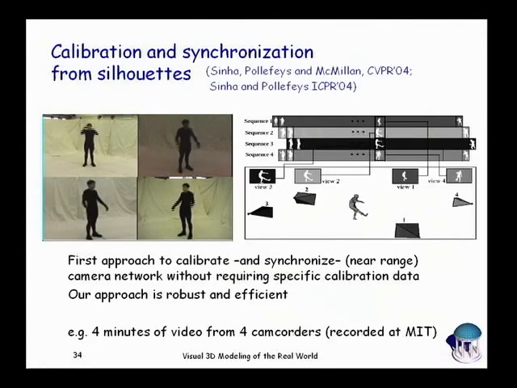Of course, it's much simpler if you have multiple cameras. So here you see a setting with 4 cameras. This was actually recorded at MIT. We just got 4 minutes of this video from the 4 different video cameras. From that, we were able to recover both the camera locations and calibration, as well as actually the synchronization. Notice that this one is out of sync with these. So all of that can be computed just from the video data.